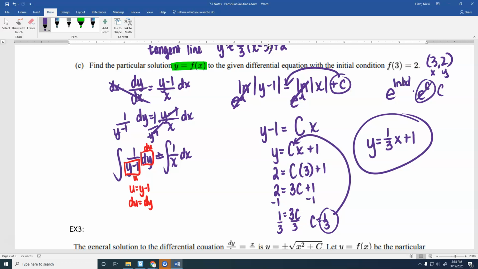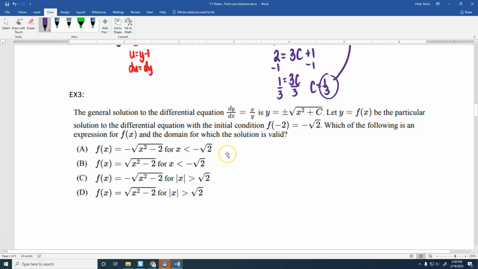Okay, questions? Okay, let's look at this one. This one is a weird problem. The general solution to the differential equation dy dx equals x over y is y equals plus or minus the square root of x squared plus c. Let y equals f of x be the particular solution to the differential equation with the initial condition f of negative 2 equals negative square root of 2. Which of the following is an expression for f of x and the domain for which the solution is valid?